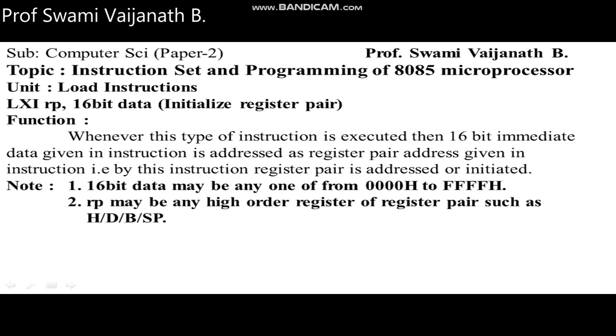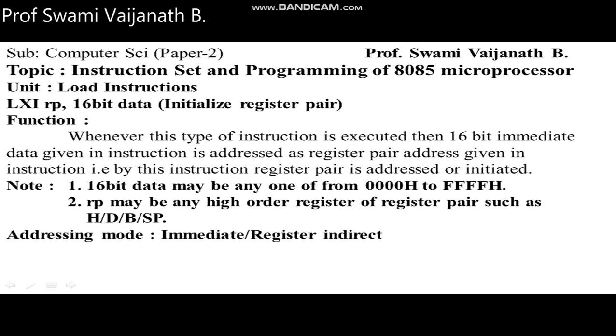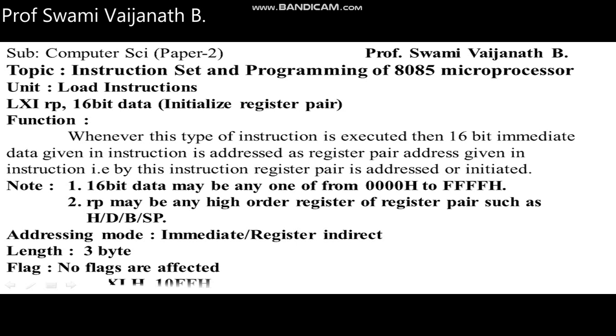I give a note here. Its addressing mode is immediate as well as register indirect. Why is it immediate? Because 16-bit data is given as one operand, and the register pair addressed points to the address, so the addressing mode is register indirect, but purely it is immediate addressing mode. The length of this instruction is 3 bytes. No flags are affected for this instruction, and I can give an example here.